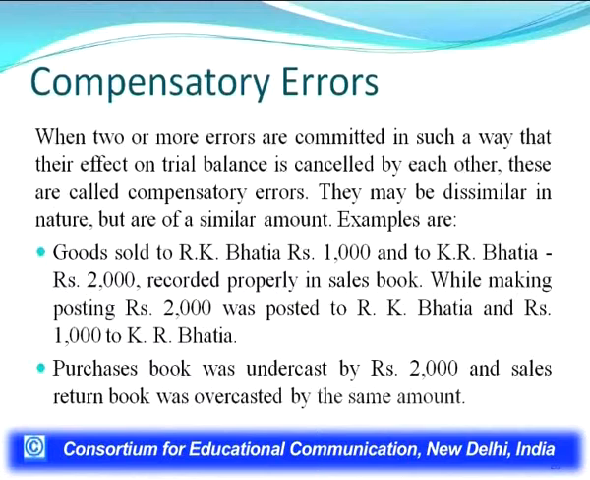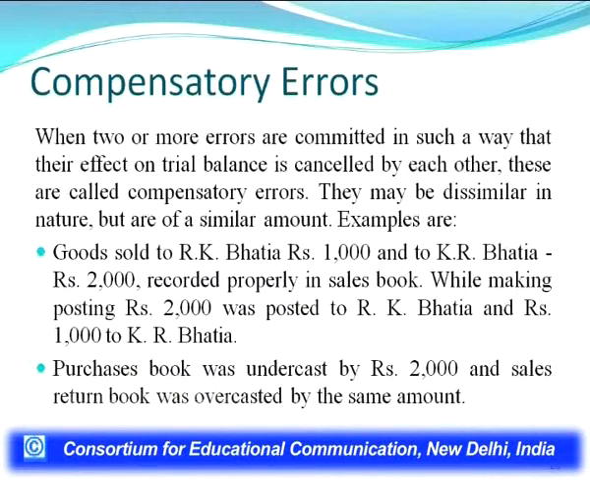Just for example, goods sold to R.K. Bhatia rupees 1000 and to K.R. Bhatia for 2000. So the entry has been recorded in the sales book correctly, but while making posting, rupees 2000 was posted to R.K. Bhatia's account instead of 1000, and 1000 has been posted to K.R. Bhatia's account instead of 2000. So what we notice is that the total amount to be debited is correct. So it will not affect the trial balance, because the error of 1000 in one account has been compensated in the other account.